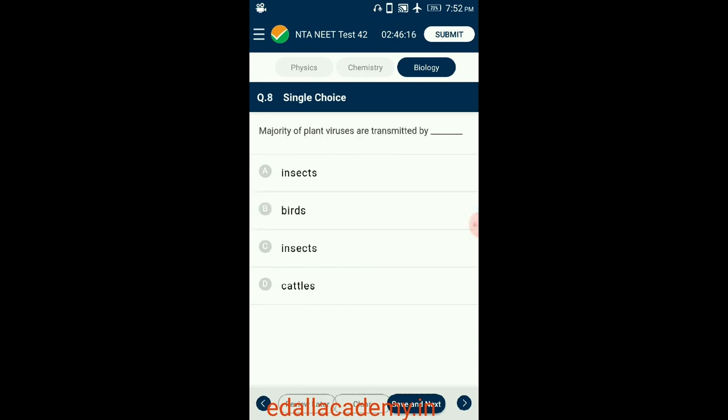Question number 8. Majority of plant viruses are transmitted by. Most plant viruses depend on a particular vector for transmission and for further spreading of the infection. The most significantly used vectors are piercing, sucking insects that easily transmit plant viruses. So the answer for this question is insects, option C. Question number 9. Parenchyma cells are concerned with.